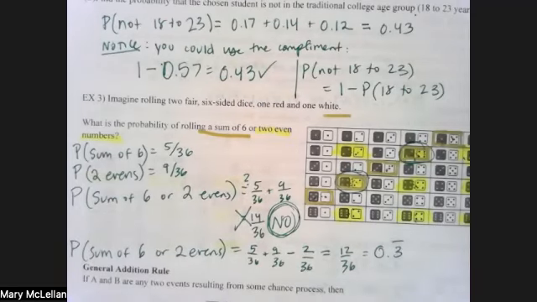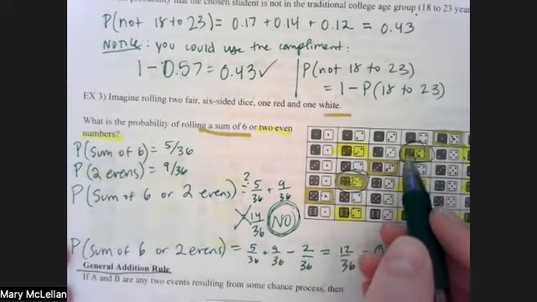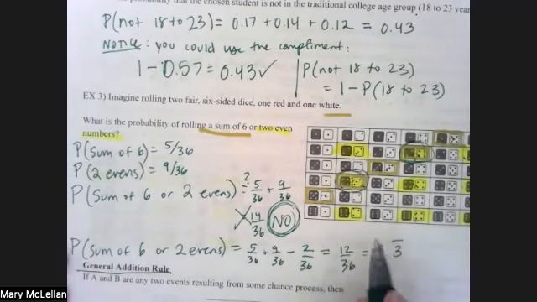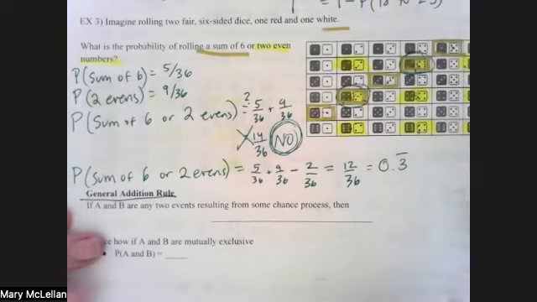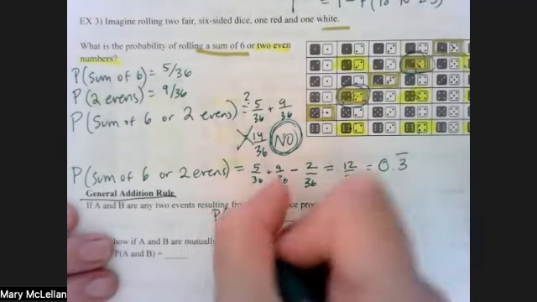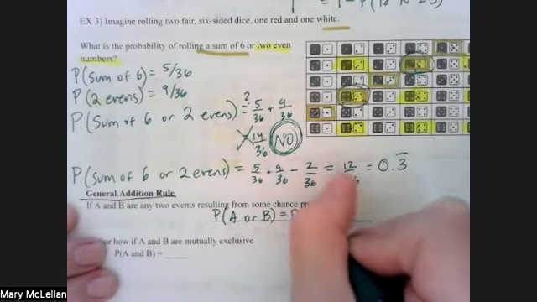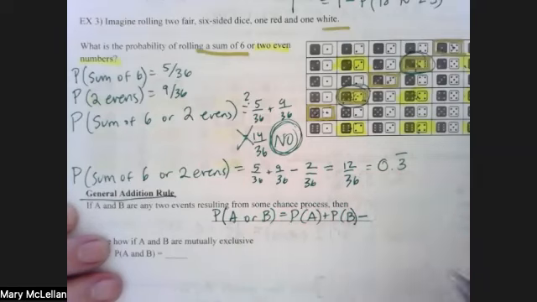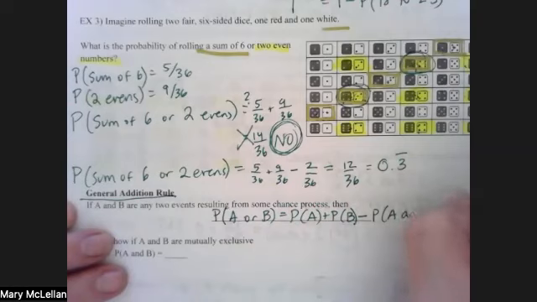So this brings us to the general addition rule. When we do not have mutually exclusive events, meaning we have events that can happen at the same time, it's possible to roll 2 even numbers that add to a 6. I have a different addition rule. And that is that the probability of A or B is equal to the probability of A plus the probability of B minus their intersection, the probability of A and B.